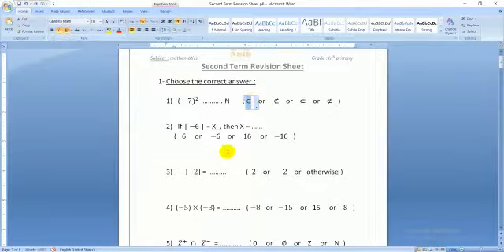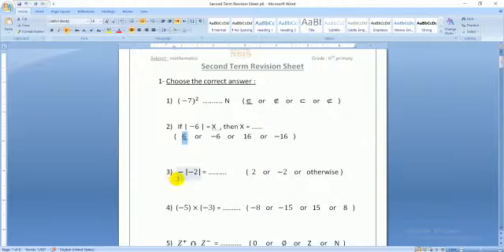Number 2, if absolute negative 6 equals x, then x equals what? We know absolute cancels the negative. So absolute negative 6 equals 6. So x equals 6. So the answer will be 6.